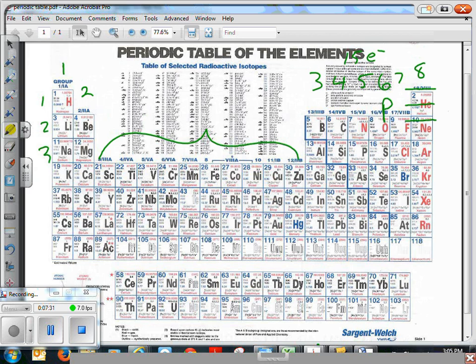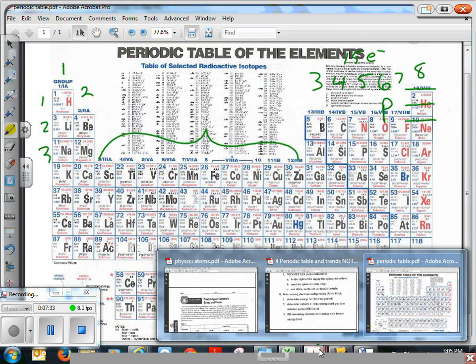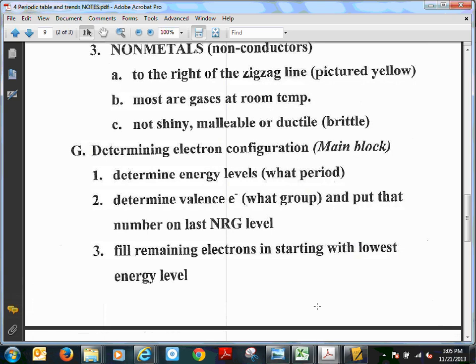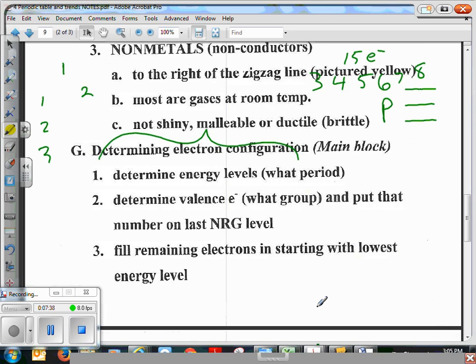Now the valence electrons are the most important electrons because those are the ones that are involved in all chemical reactions. So these are the ones that we're going to do all of our chemistry figuring with. So what did we say phosphorus had? It had 5, right? Yes. Okay, so 5 in the outermost energy level. Do you understand that? Yes.